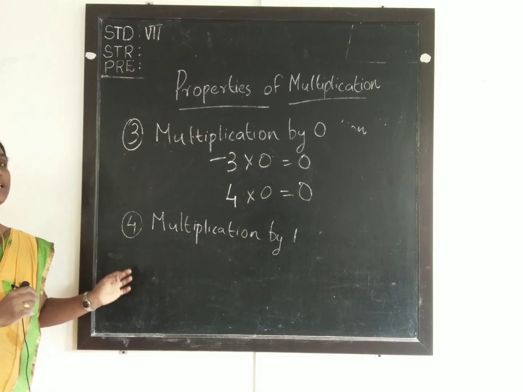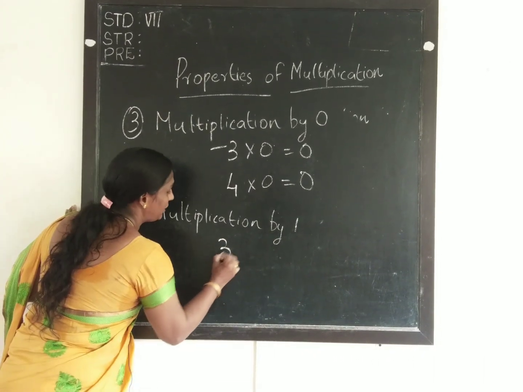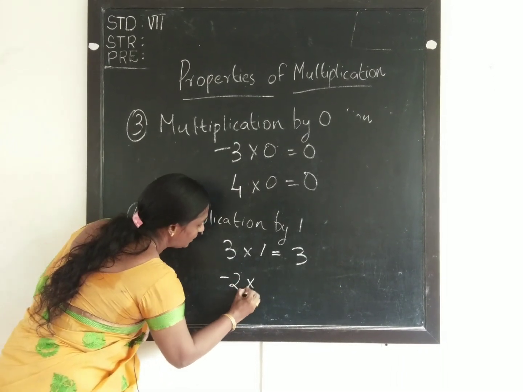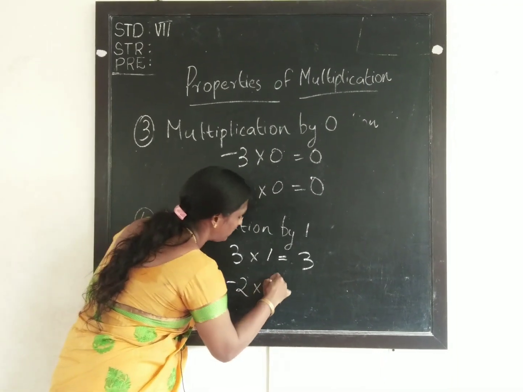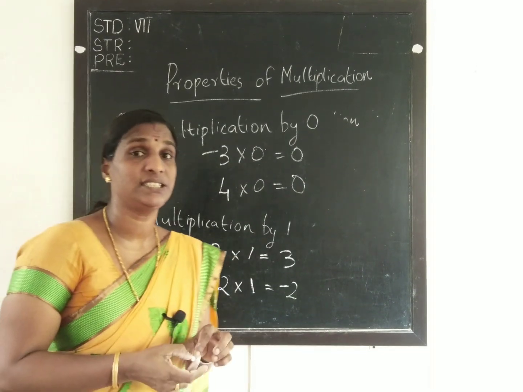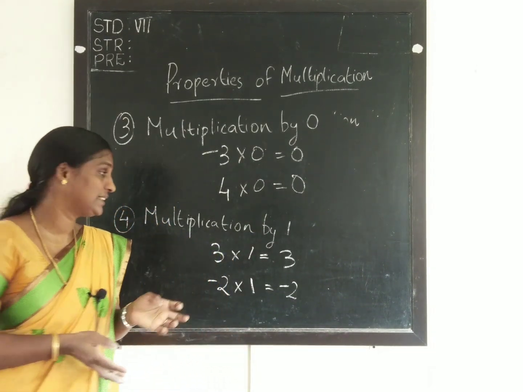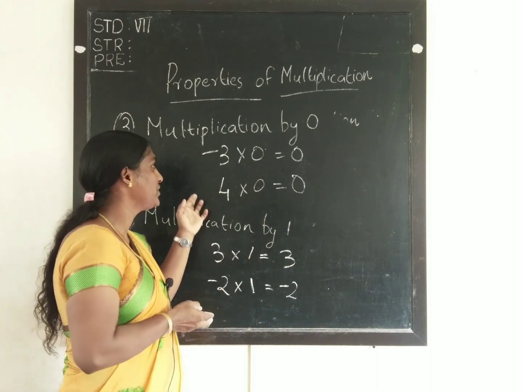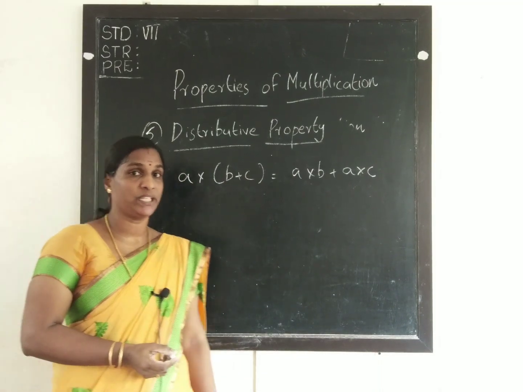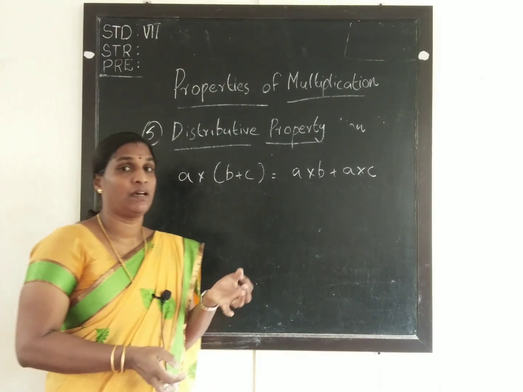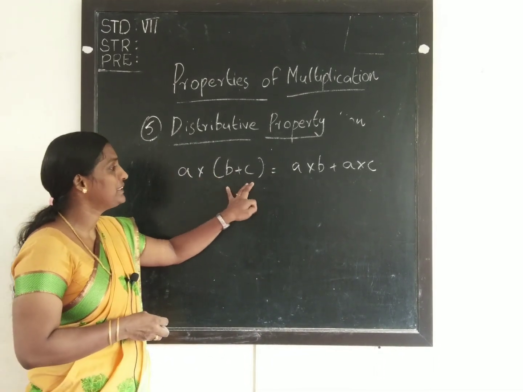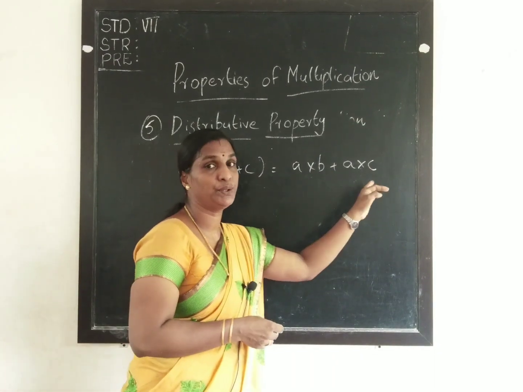And similarly multiplication by 1: any integer multiplied by 1 gives that number itself. Positive number also and negative number also; a negative number multiplied by 1 gives the negative number itself. So any integer multiplied by 1 gives that integer itself, and any integer multiplied by 0 gives 0. Next is the distributive property. Distributive property means for any three integers a, b and c, a into (b plus c) is equal to a into b plus a into c.